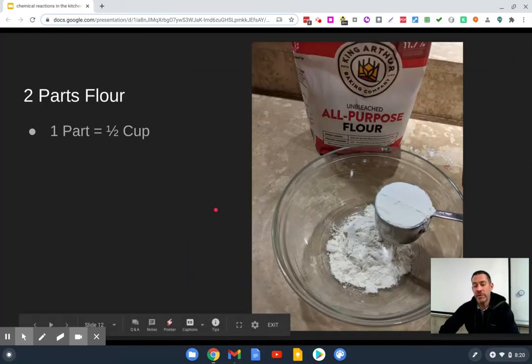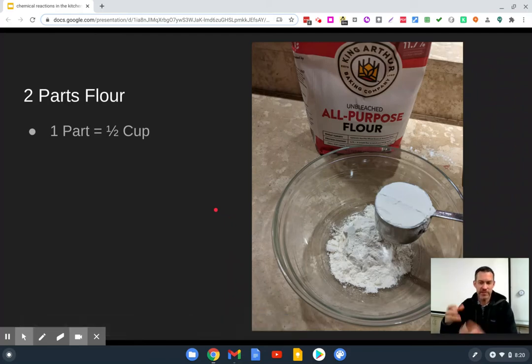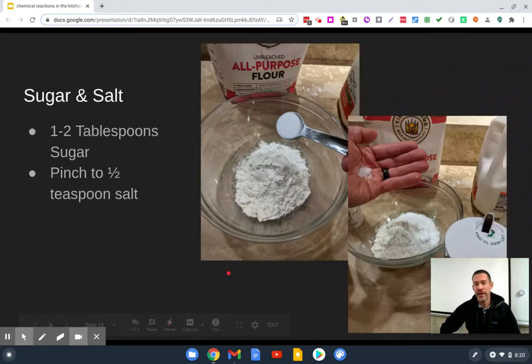So when I say 2 parts this, I'm going to use that cup to determine those. The first thing is I'm going to put in 2 parts flour. And for me, I used a 1/2 cup as my part. I didn't want to make a ton, so I just used a 1/2 cup. So I filled it twice, 2 parts, and I put the 2 parts into the bowl for the dry ingredients. Added a few other dry ingredients. You could put 1 to 2 tablespoons sugar in there.